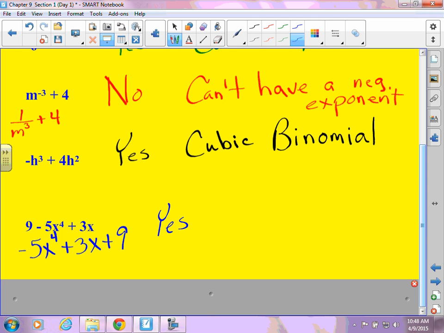Do you notice how quickly you learn it? Once you kind of have the idea of it, it's not that hard. Mono is 1, bi is 2, tri is 3, and then nomial at the end. Okay. All right, the last one.